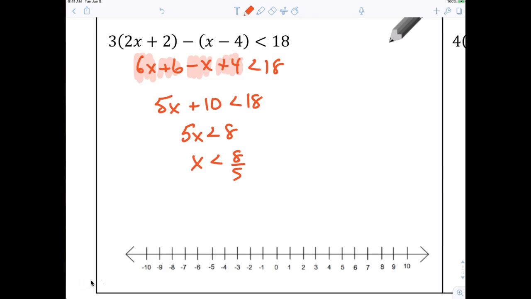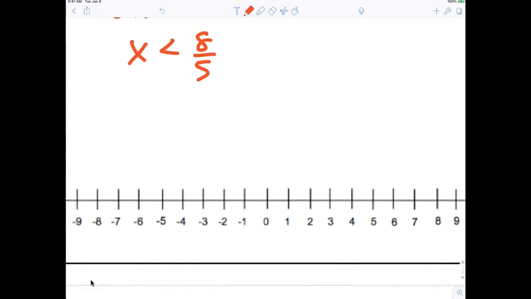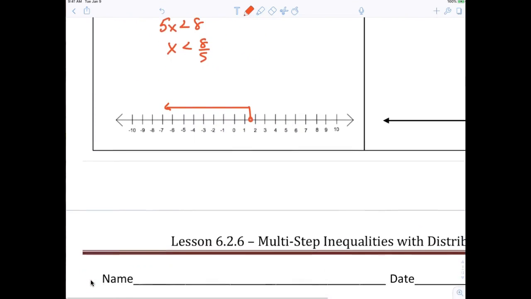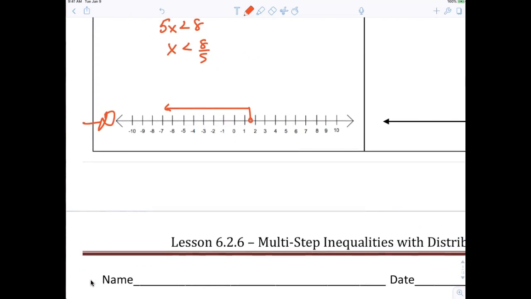8 over 5 is between 1 and 2. 8 divided by 5 goes once. So then you know it's between 1 and 2. So it's an open circle going to the left because it's less than. So keep in mind, remember, negative infinity is over here, infinity is over here. So I'm saying negative infinity to 8 over 5. There you have it.